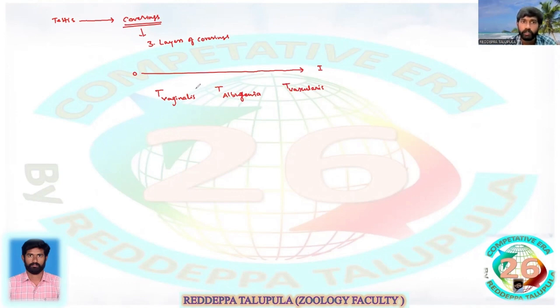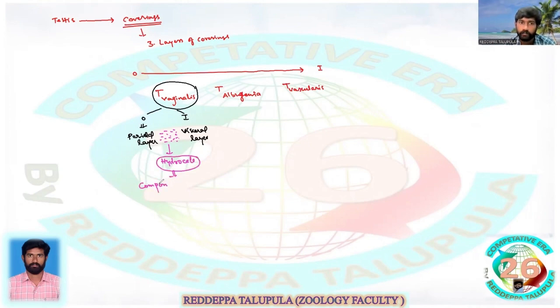If I talk specifically about the tunica vaginalis, it is divided into two layers, outer and inner. The outer one is the parietal layer, and the inner one is the visceral layer. A point to be noted here is that in between these two layers there will be fluid. This fluid is known as hydrocele fluid. If you talk about its components, the majority, 99%, is water plus solutes. If you talk about the solutes, there will be electrolytes and a small amount of proteins.